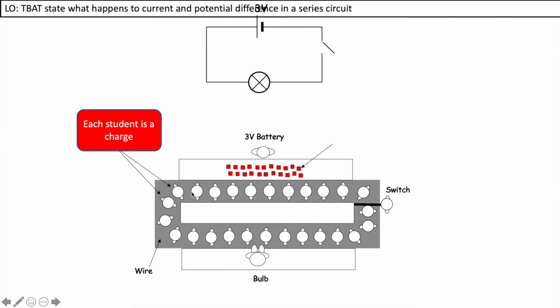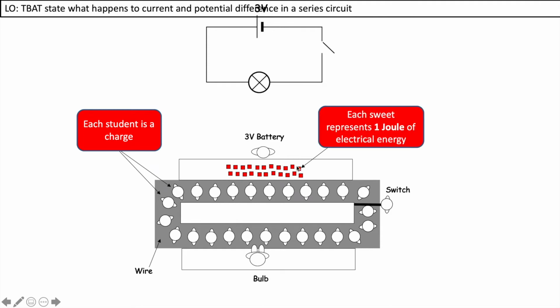Here we have charges. These students are in a circle, a series circuit, and they are a charge. And the charges are equally distributed throughout the wire. Here we've got a battery, and it's a 3-volt battery. And here we've got sweets, and each sweet represents 1 joule of electrical energy. And we've got a switch here. And at this side, we have a bulb.